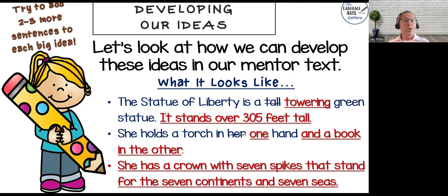Now, if you've got some writers who want to add even more detail, we can say, well, what are these significant of? What do they mean? What does the book say? And she has a crown with seven spikes that stand for the seven continents and seven seas. So I think that's really well developed, gives a lot of extra information. If I had a student that said she has a crown with seven spikes, I would think that's terrific, but this goes even a step further.